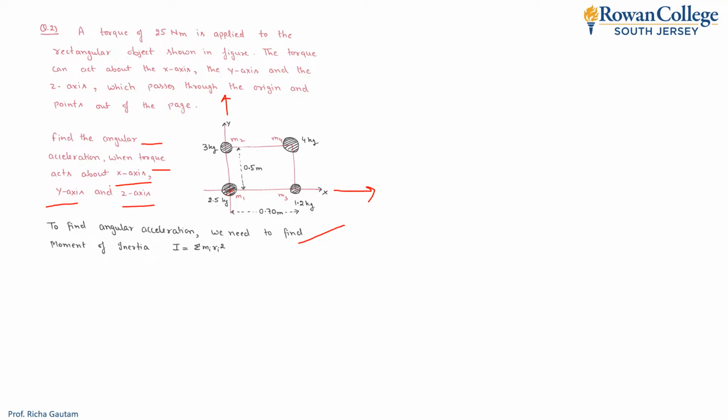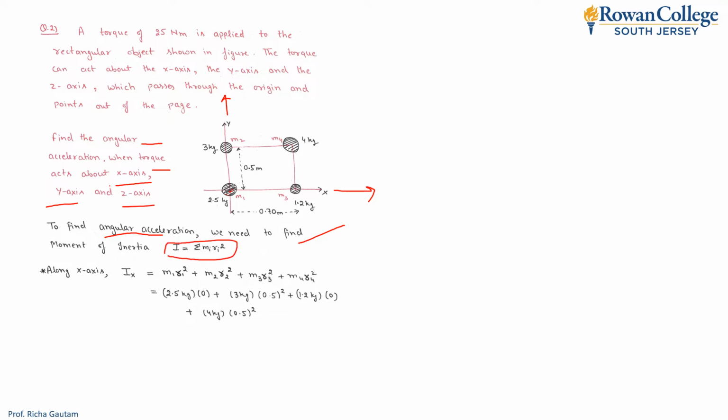So to find the angular acceleration, we need to find the moment of inertia first. Moment of inertia is basically the summation of m_i r_i squared. So here you have four masses: 2.5 kilograms, M2 3 kilograms, M3 4 kilograms, and M4 1.2 kilograms, and you just need to check their distances as well.